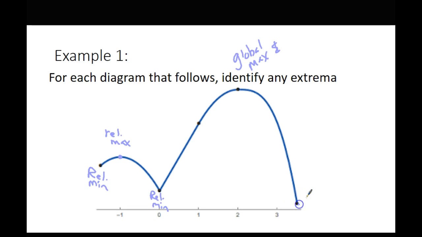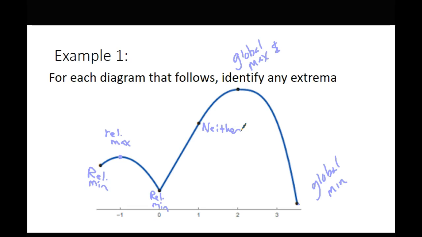Over here? Global minimum. So you're saying that all the globals will always be relative? Yeah, I think that's fair to say, except, like I said, depending on what textbook you're looking at, endpoints excluded. What about that one right there? That's connecting between the relative min and the global max. It's nothing. It was just a distractor.